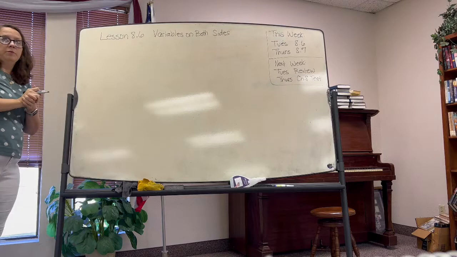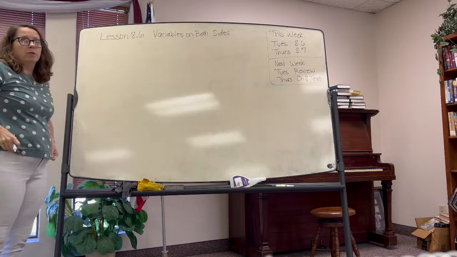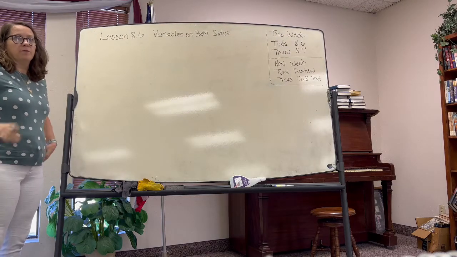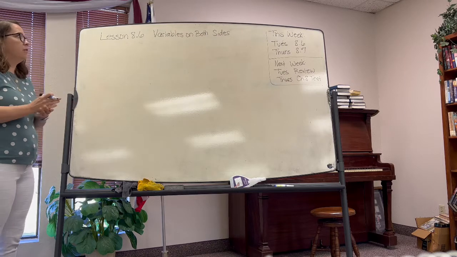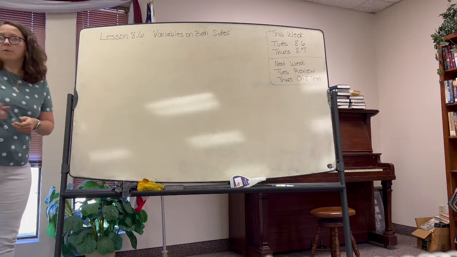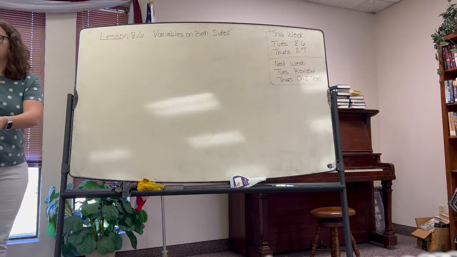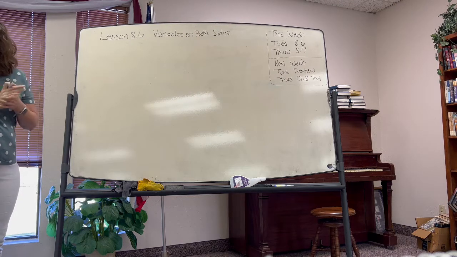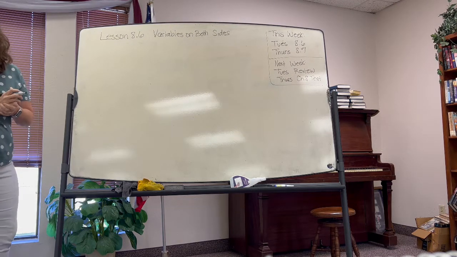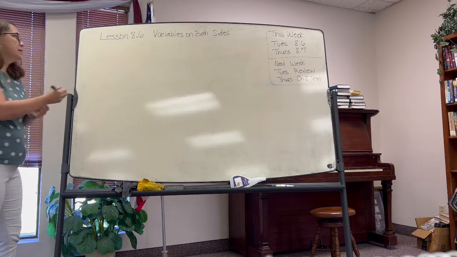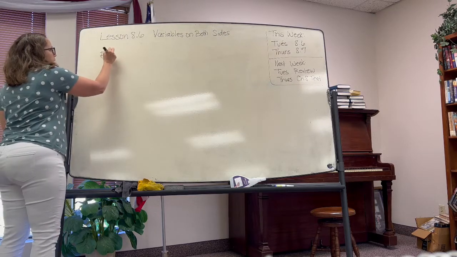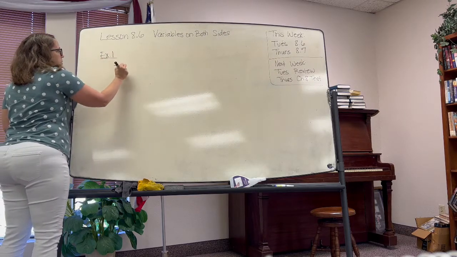So this whole chapter is over solving equations. And when we're solving equations, we're always trying to get the variable, or the x, by itself, right? So today we actually only have 2 examples, and then I'm going to have y'all do some on your own. But today, let me show you, let's do example 1. And I'll show you how to take care of those variables on both sides.